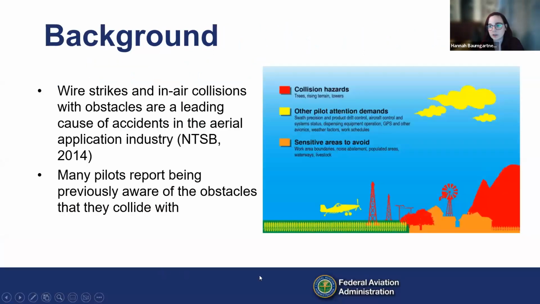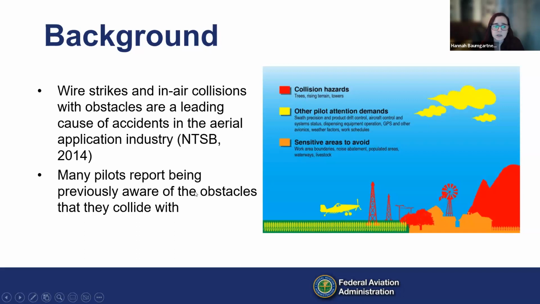So as we are probably all aware, wire strikes are a large factor of a cause of accidents in the aerial application industry. Lee's talk earlier today mentioned some of those recent fatal accidents with aerial application, and he alluded to the fact that wire strikes might have been involved in those. This has been something that we've been aware of for a long time. The NTSB wrote a report on this in 2014, listing wire strikes and in-air collisions as a really important factor to consider for safety in these operations.